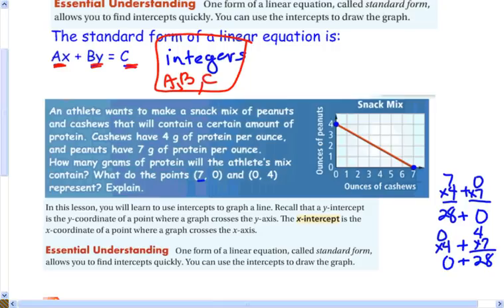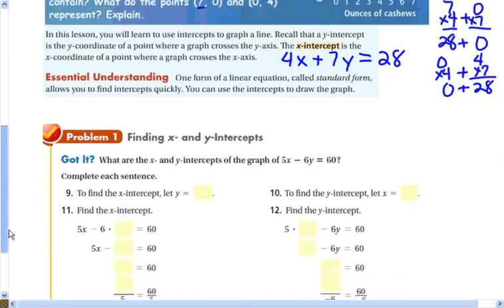And the equation that represents that is 4 times x, which means 4 times the number of ounces of cashews, plus 7 times the number of ounces of peanuts is equal to the number of grams of protein that we get in the mix, which is 28. All right, and that's an example of an equation written in standard form.